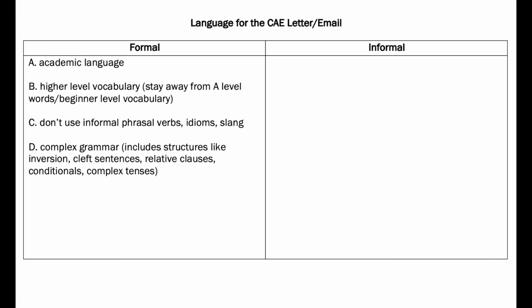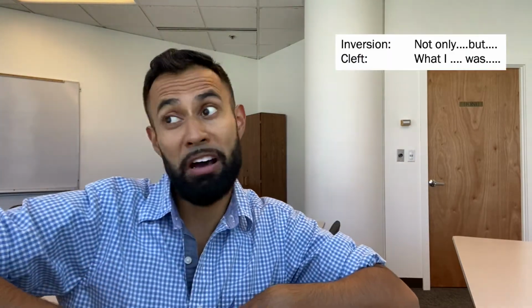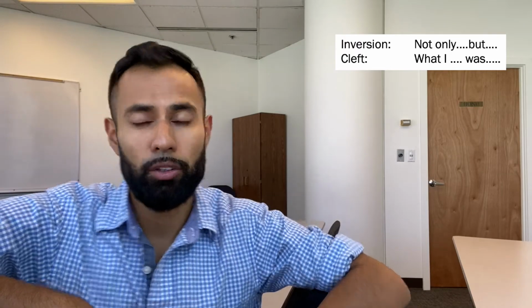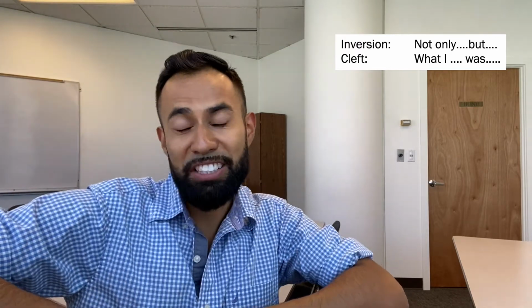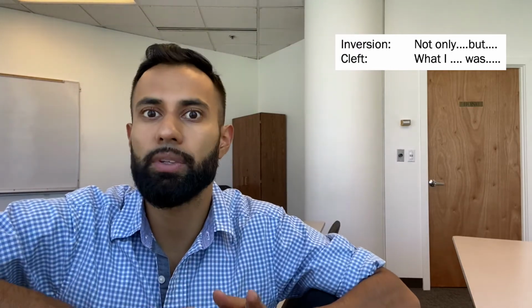Use your complex grammar here: relative clauses, conditionals, inversion. Oh, please be familiar with inversion and cleft sentences before you take this test. I'm just trying to help you out, girl, because they love inversion. You know it's going to be on this test. In all of the examples of scores 4 and 5 that I read through, what did they have? Not only, but, or what I loved about France was. Okay, you know it's going to be on there.